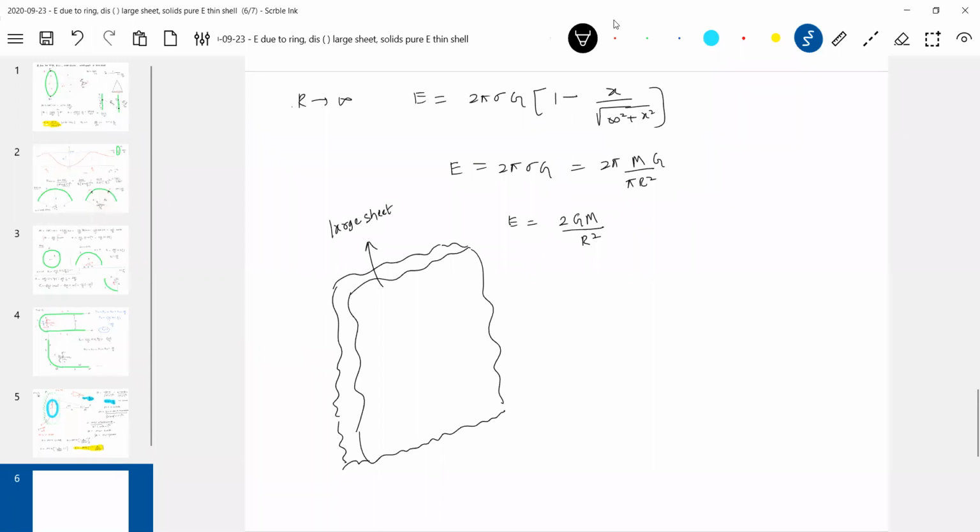So what is the field due to this? It is given by this formula. And what is sigma? Linear mass density. For a large sheet we don't define mass, so I prefer this one. And how will the field be? The field will be directed towards the left here. So I can just show only the cross-sectional view. The field will be directed in this direction, and it will be uniform.